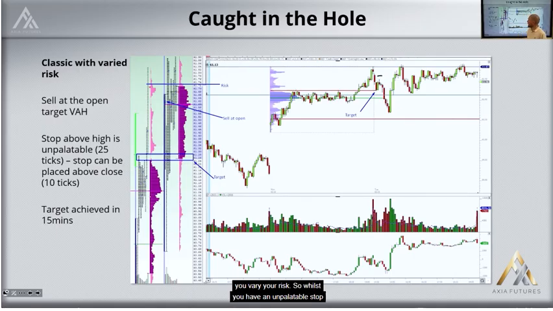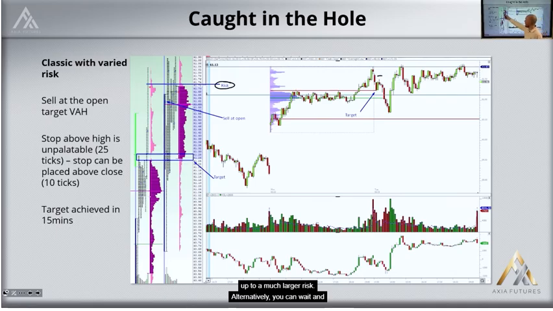So whilst you have an unpalatable stop above the high, look at other reference points. You've got a little bit of volume stuck in here and the close. This could give you a stop of around 10 ticks by placing your risk here. Yes, you're not going to be completely wrong. If it trades there, it could still fall, but you're not then opening yourself up to a much larger risk.